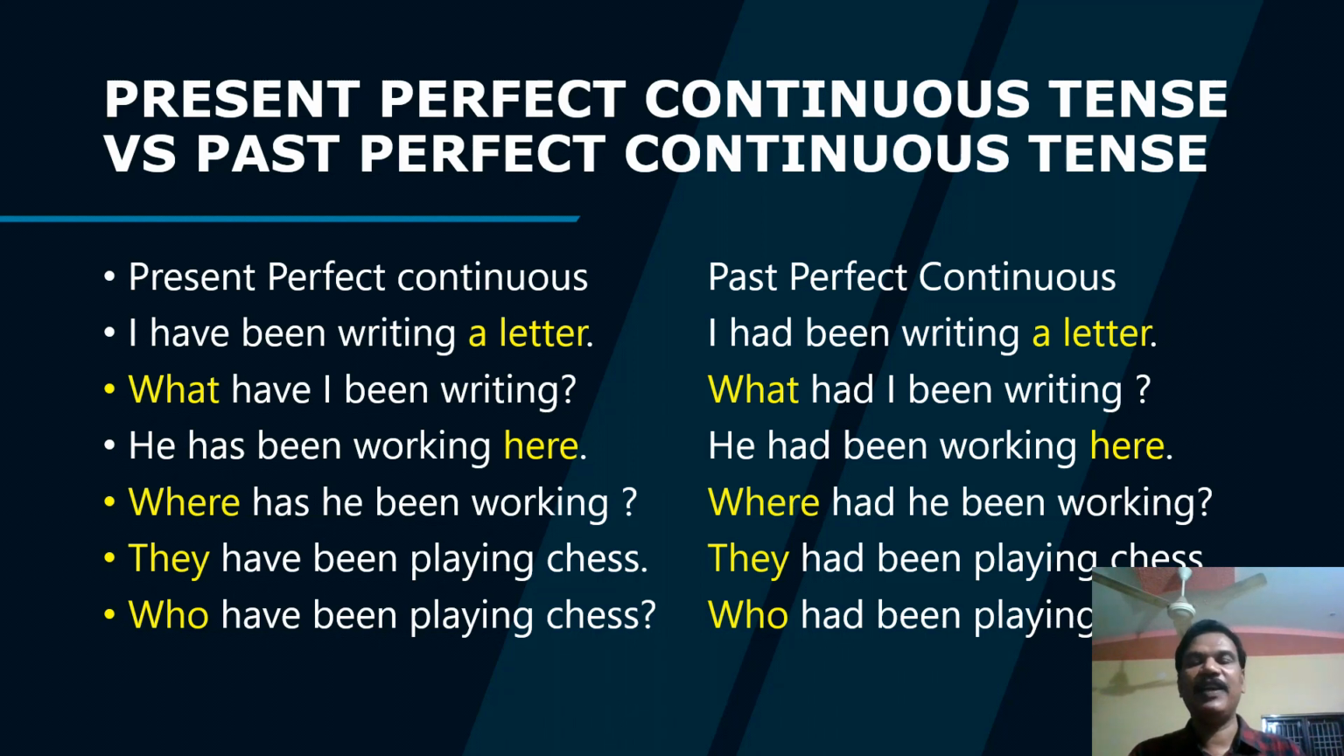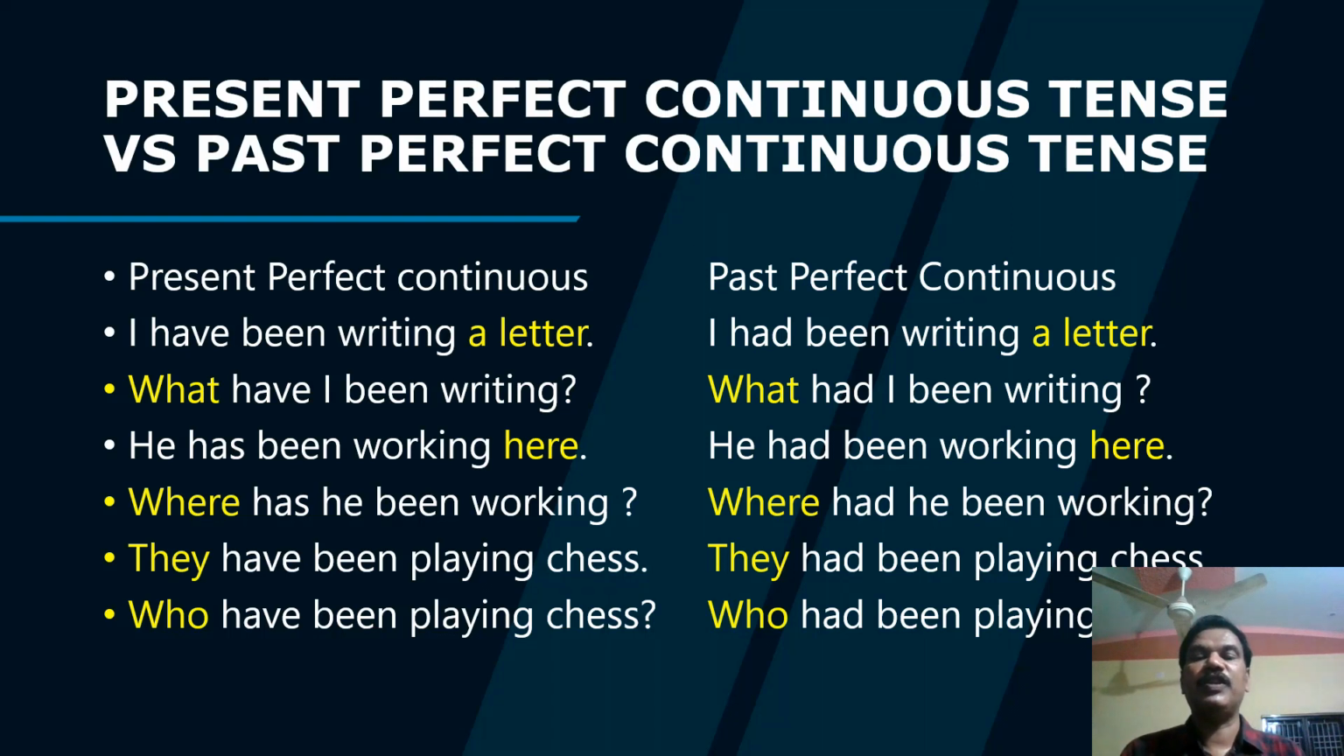He has been working here. Here is underlined, it's a place. So where has he been working? Same. Observe carefully. They have been playing chess. They is a subject pronoun. Therefore who have been playing chess? Half of the answer is the question, half of the question is the answer. You find the answer in the question, you find the question in the answer.